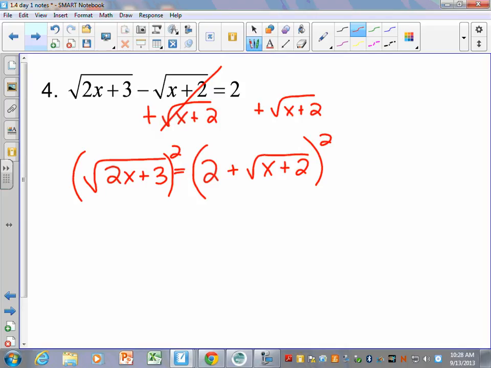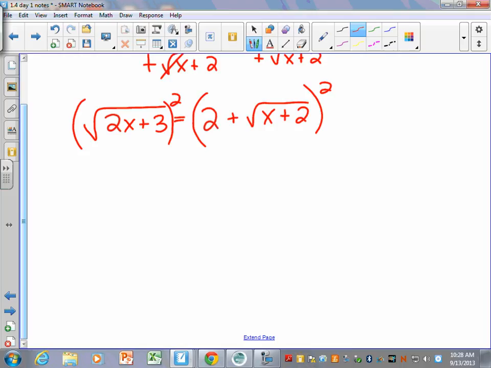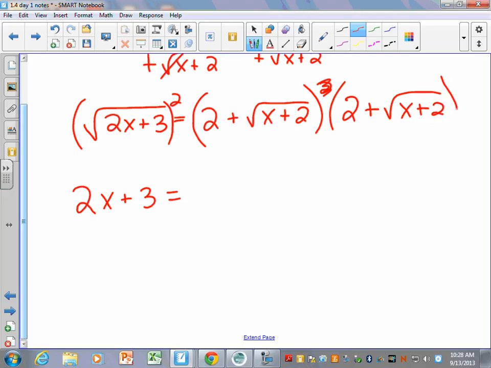Okay, ready? This side I just get 2x plus 3. Now this side there's 2 of these, so I'm going to write the other one out here. Instead of writing the squared there, I'm going to write 2 plus the square root of x plus 2.